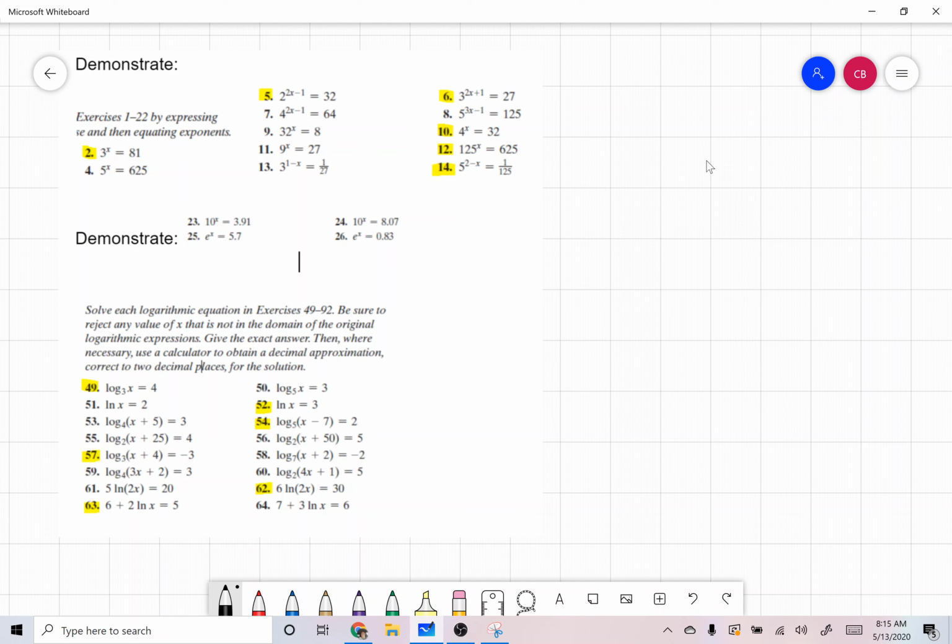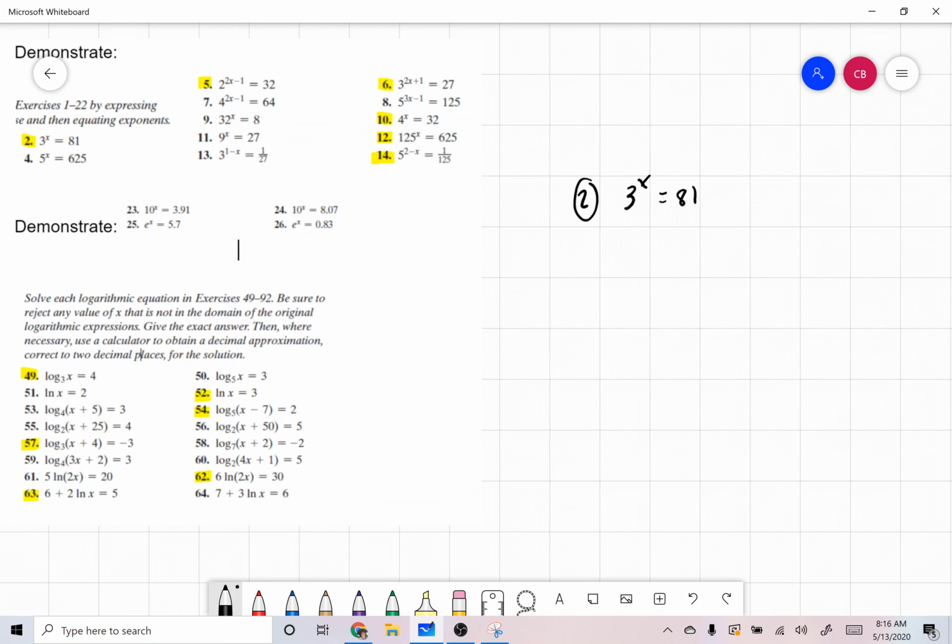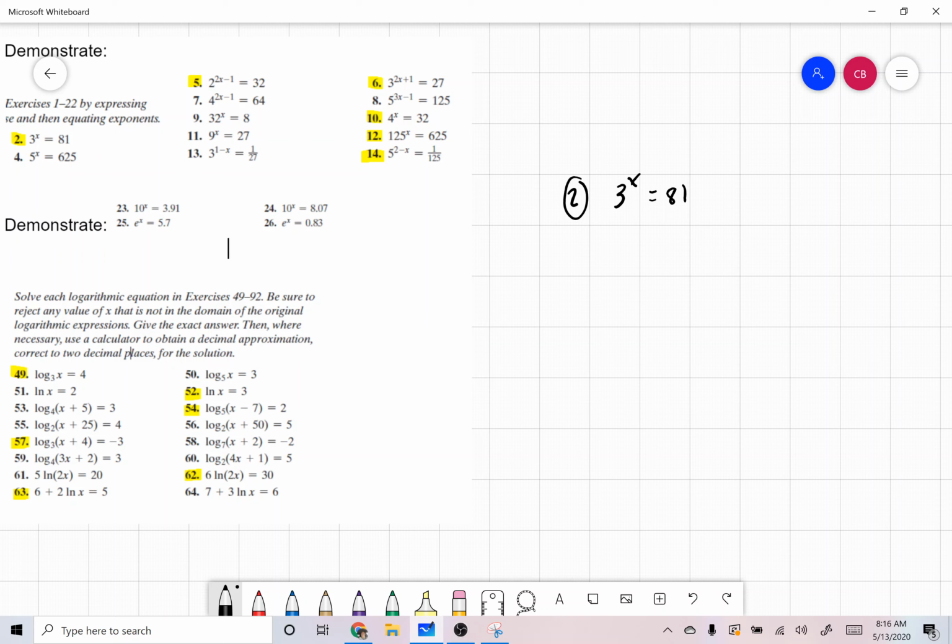We have 3^x is equal to 81. Well, what this is asking us, obviously, is what power do we raise 3 to get 81? You might know that 3 to the 4th is equal to 81. But another way to do this is to say 3^x is equal to 3 to the 4th, and then from there, you can see that x must equal 4.